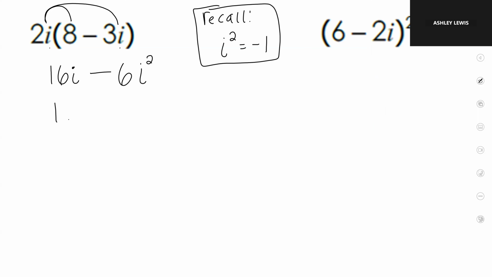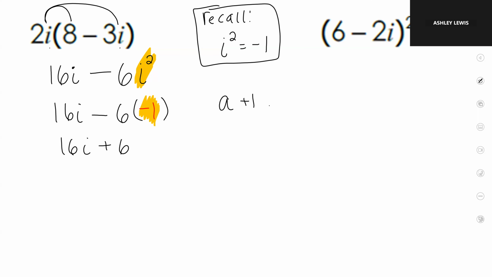That means instead of writing an i squared, I'm going to put a negative 1 there, because i squared is negative 1. Now let's see what this is equal to. I have 16i, and what is negative 6 and a negative 1? Plus 1. Yep, positive 6. That's your answer, but I'm going to put it in the correct format, because remember we said a complex number is written as a plus bi, so I'm going to put the 6 in the front, and the imaginary part in the back.